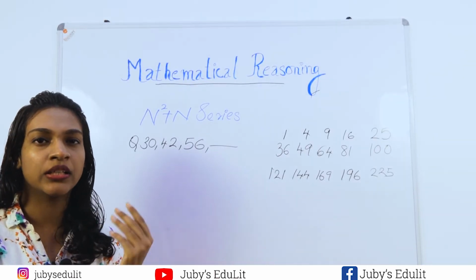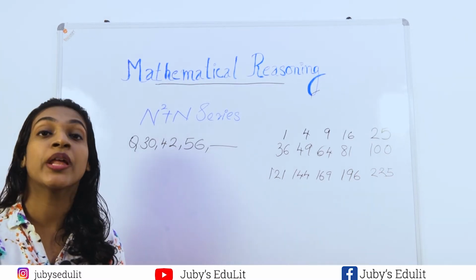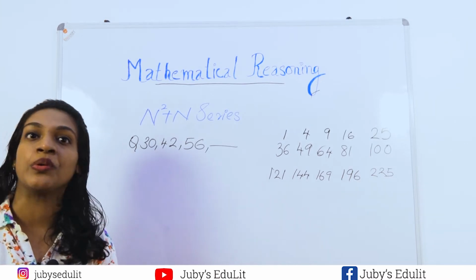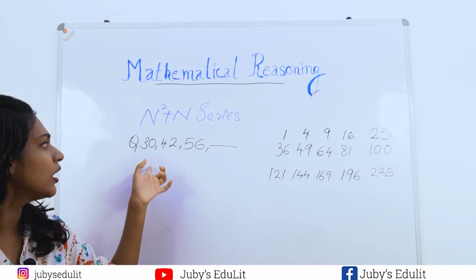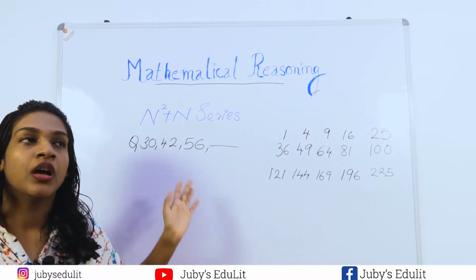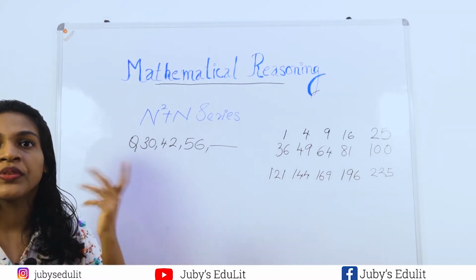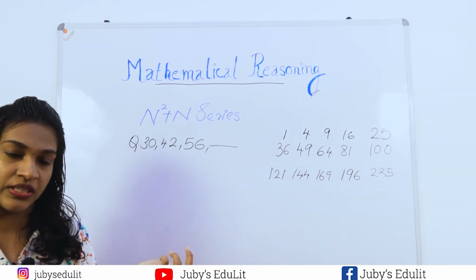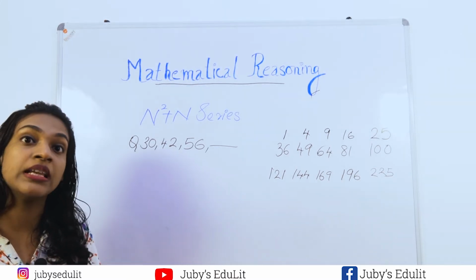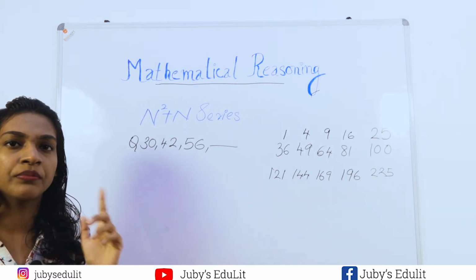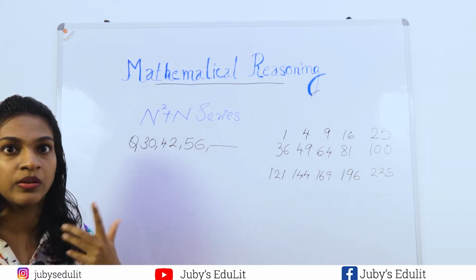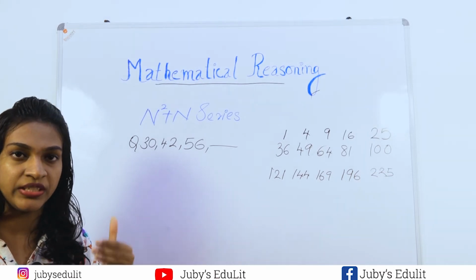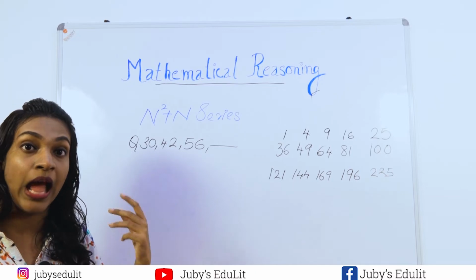Now let's see another kind of series, which is the n square plus n series. Let's see an example of this kind of question, given as 30, 42, 56. What is 30? 30 is 29 plus 1, then 25 plus 5, then 21 plus 9. Also 31 minus 1 is 30. Also 6 into 5 is 30. So you will get all these kinds of combinations, and let's see how this is applicable to this kind of series.